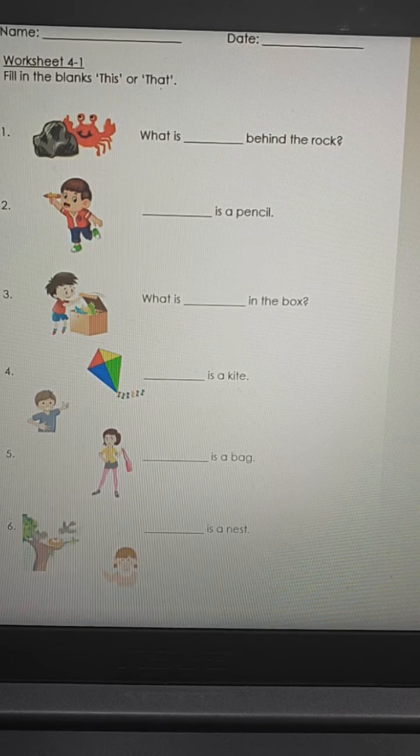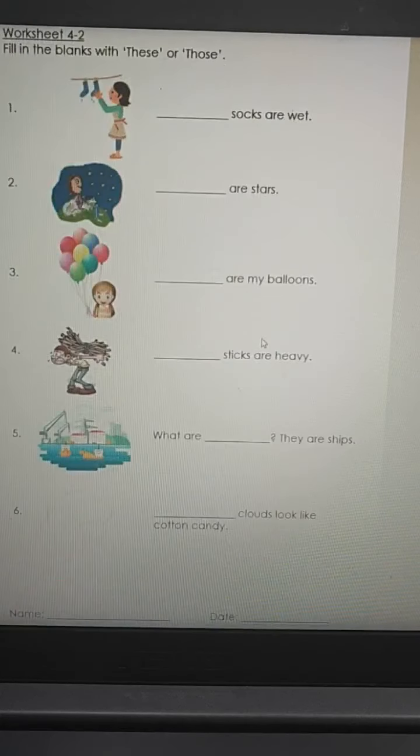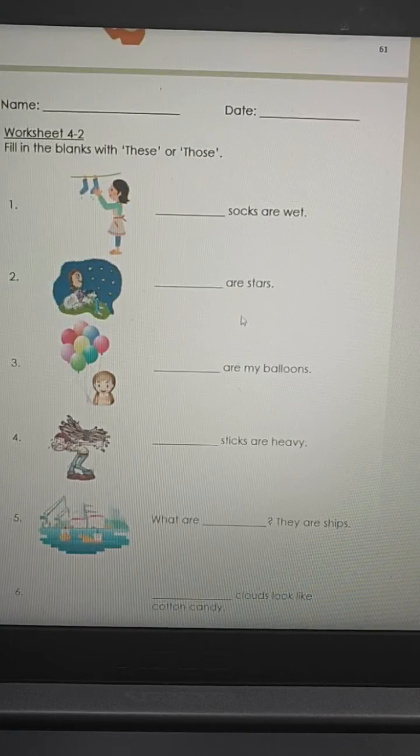And then you do the same for the following questions. Please do it by yourself, okay? You see, remember, this is for near, that is for far. Okay, read the questions and do it. Fill in the blanks, okay? And then once you're done, you turn to the next page, page 62. Write your name and the date as well.